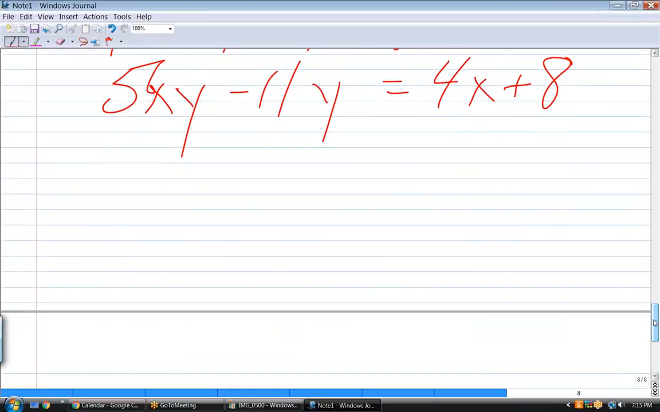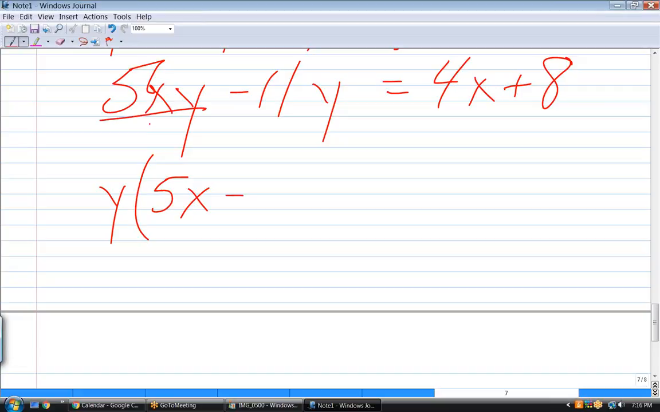What's the next step? Trying to solve for y. Did you add 11 to... Got to factor a y out. Notice what happens. If I factor a y out from the left, what am I left with? Would be 5x minus... What you're basically doing when you factor a y out is you're dividing both terms by y. So it would be 5x minus 11?